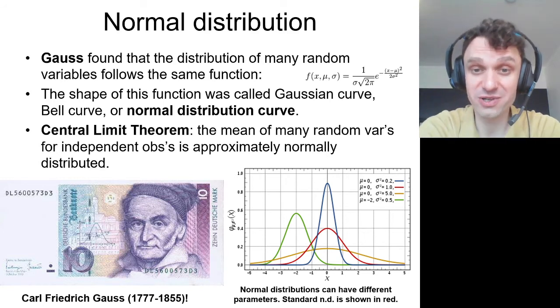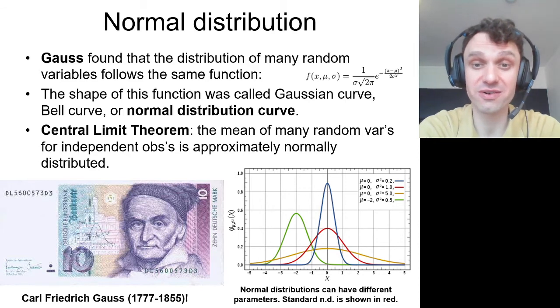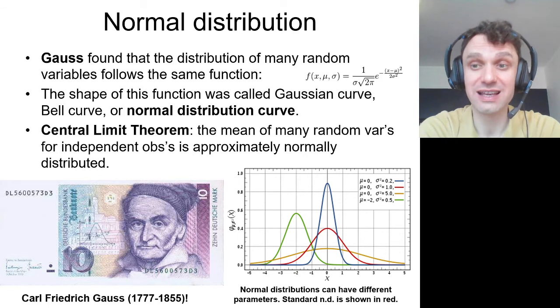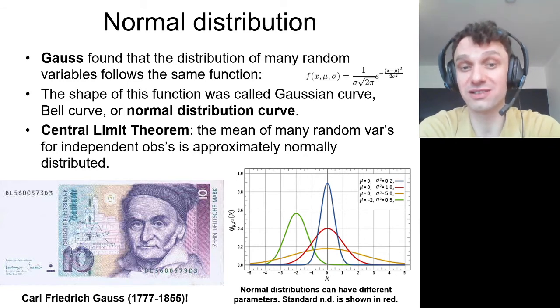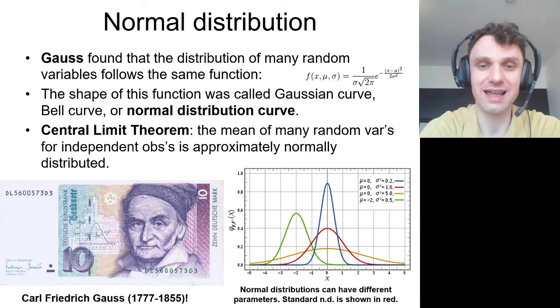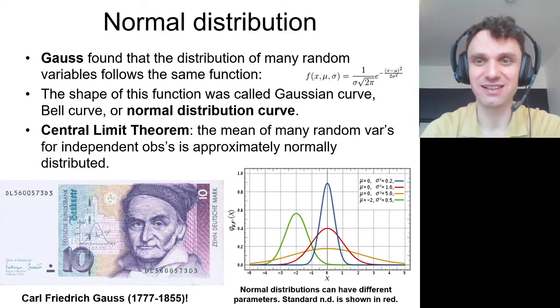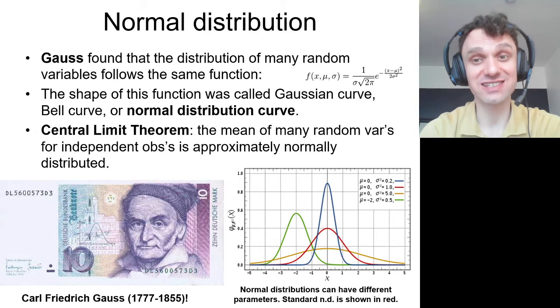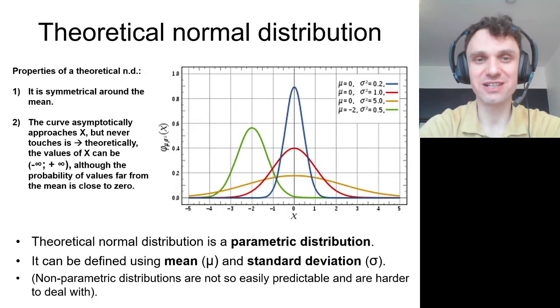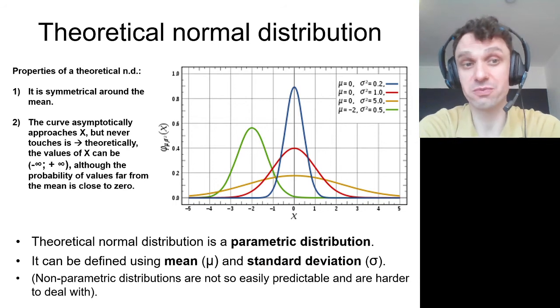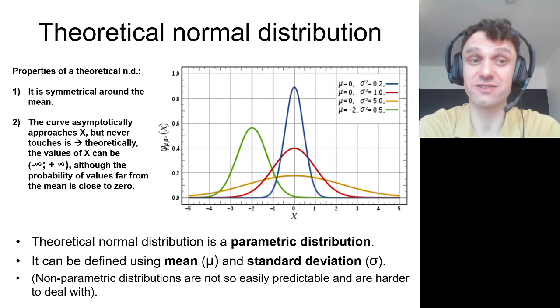And the red distribution has a mean of 0, a variance of 1 and a standard deviation of 1, and it is called a standard normal distribution, which we are very often interested in for some interesting reasons. But before we take a look at those reasons, let's remember two properties of any theoretical normal distribution.